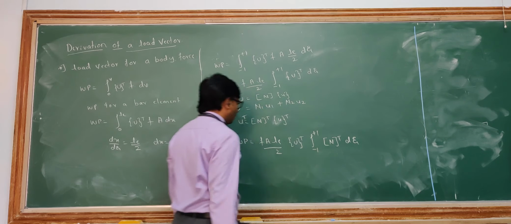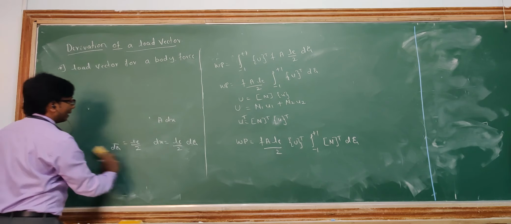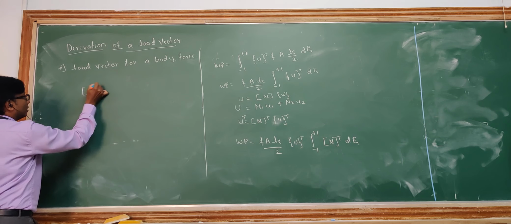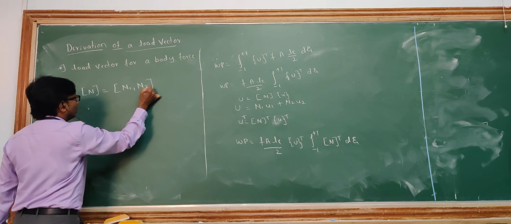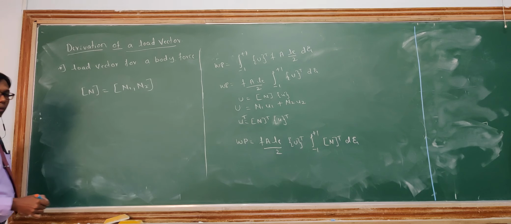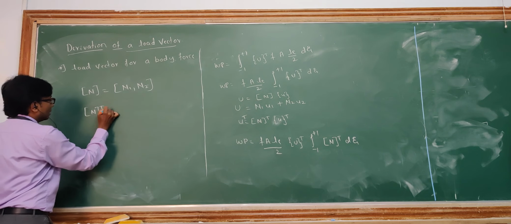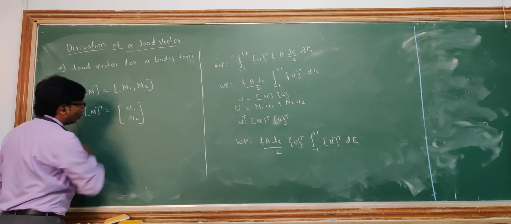Now I'll write what N is here. What is N? N is nothing but N1 comma N2. For a bar element we have derived two shape functions, N1 and N2. So N transpose is nothing but N1 and N2 in a column matrix.